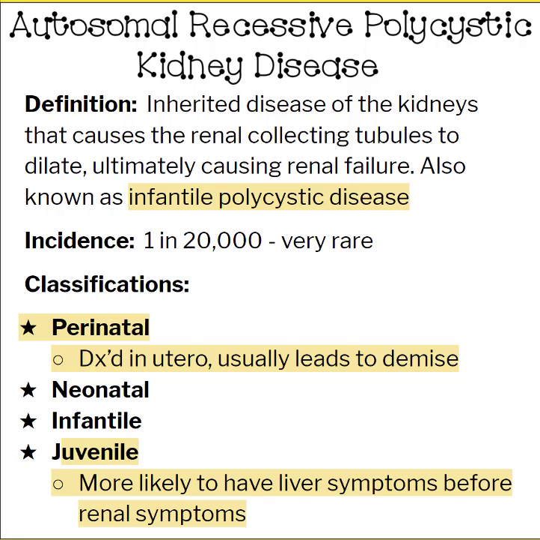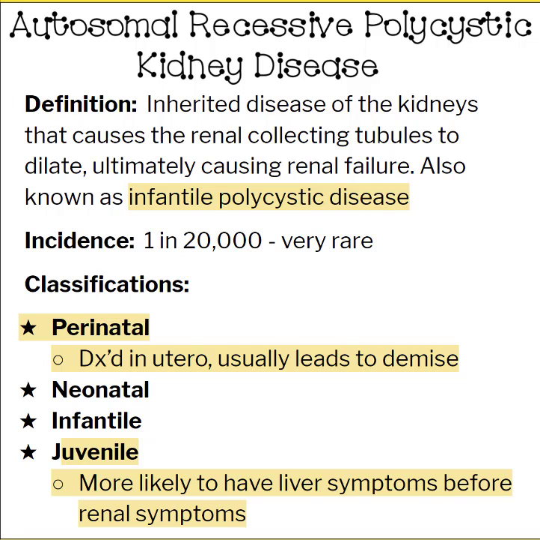Now, the way that I like to remember autosomal recessive tends to affect children more, I think of recess at school. Children go out and play. So recessive and recess reminds me that this is a more childhood disease. Now, the incidence of autosomal recessive polycystic kidney disease is actually pretty rare. It's only 1 in 20,000.